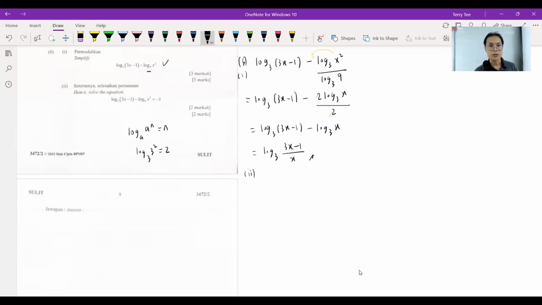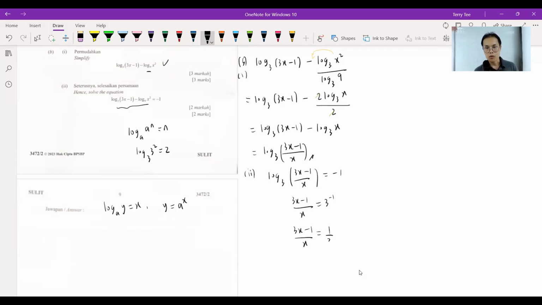To solve this equation, we know that the entire thing here is the same as the one above here. So I'm going to write log base 3, (3x minus 1) over x. The result is -1. So we just change from logarithm form to index form. This is 3 power -1. I hope you know this. Log base a y is now x, y is a power x, right? And what is 3 power -1? 3 power -1 is just 1 over 3.